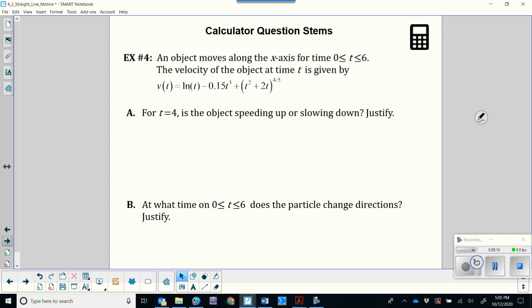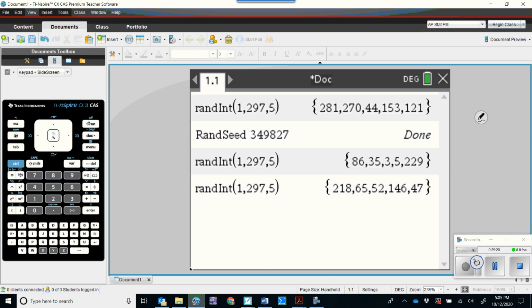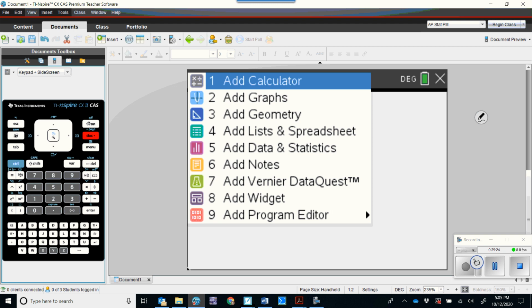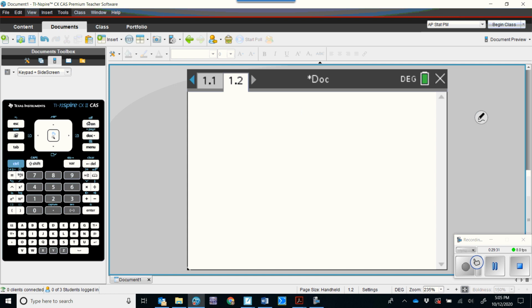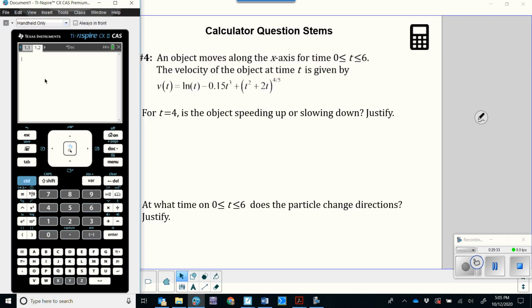So I just want to do this one question right here to remind us about what we need to do for the calculator. Okay, so I'm going to get a new page here that's just a calculator page for the moment. And then let me move this so we just have the handheld, and I'll put this to the side. So I'm going to read the question and give it a moment to think about it. It says an object moves on the x-axis, velocity is this thing. For t equals 4, is it speeding up or slowing down?